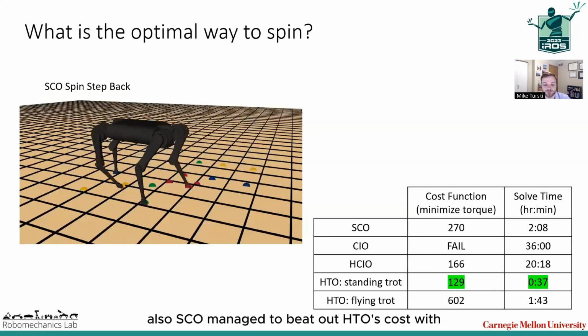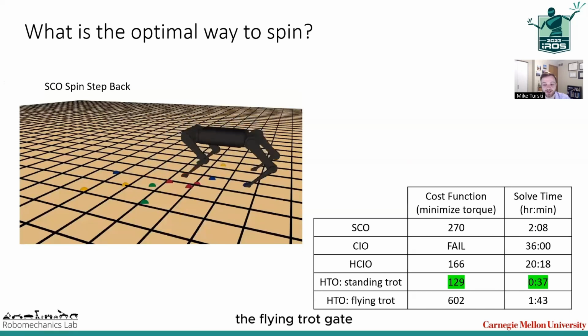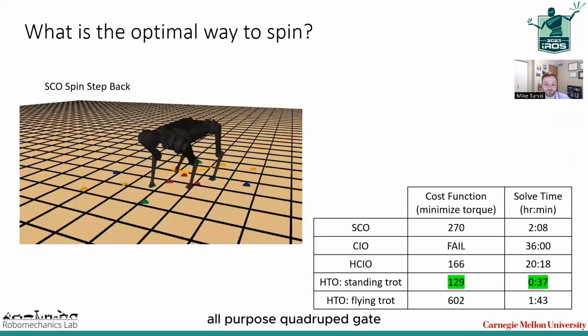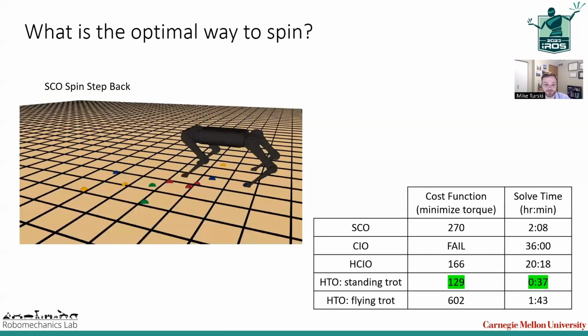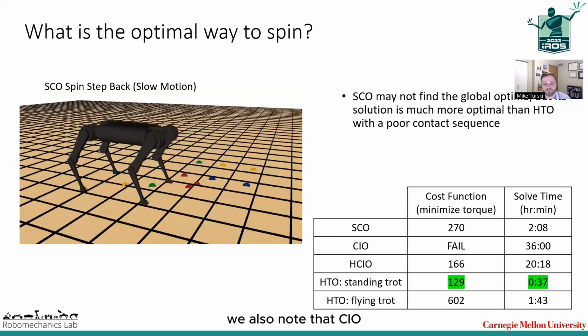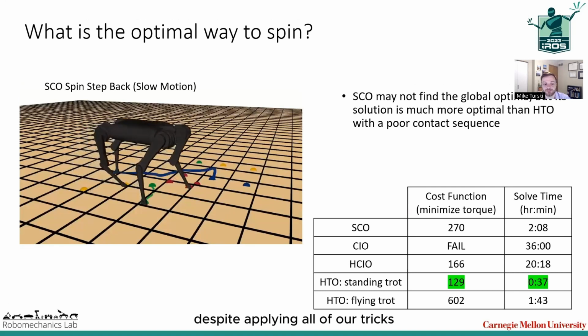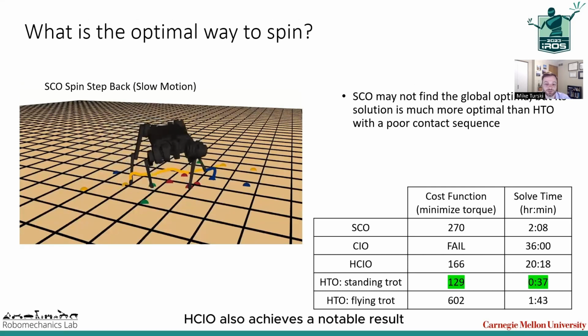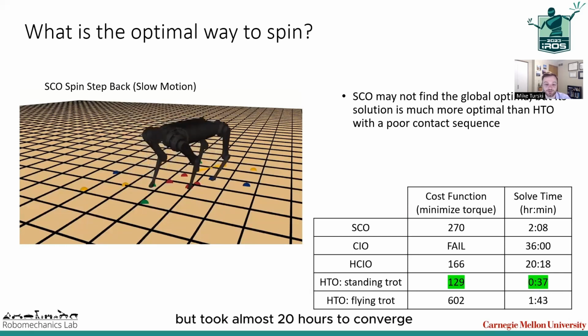Also, SCO managed to beat out HTO's cost with the flying trot gait, which is a very commonly used all-purpose quadruped gait. We also note that CIO failed to converge for this problem despite applying all of our tricks using staging and seeding. HCIO also achieves a notable result by beating out the HTO flying trot, but took almost 20 hours to converge.